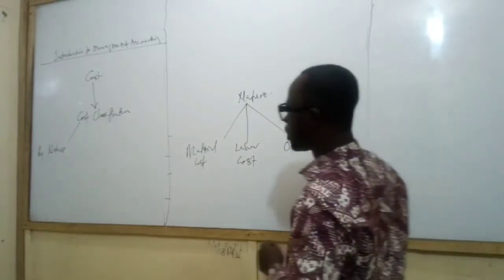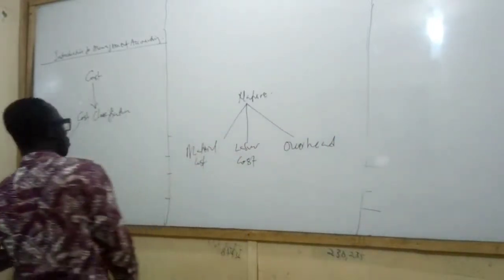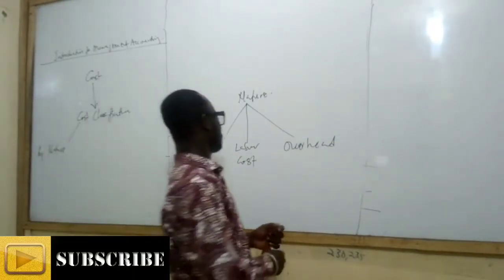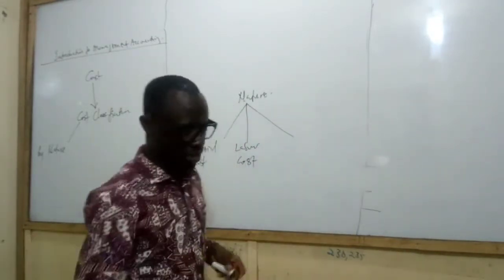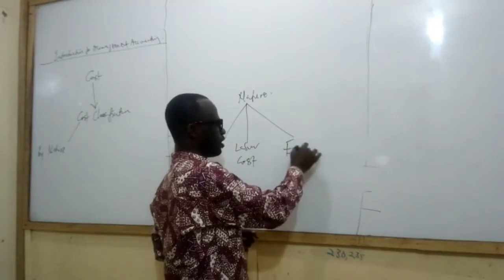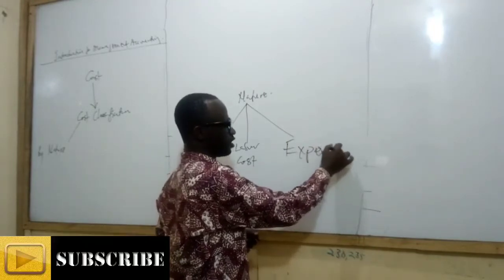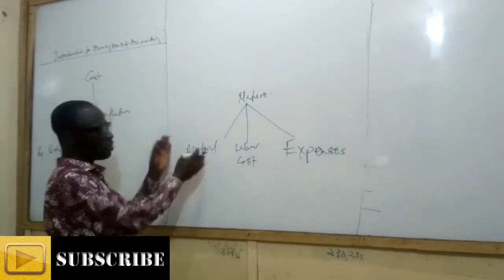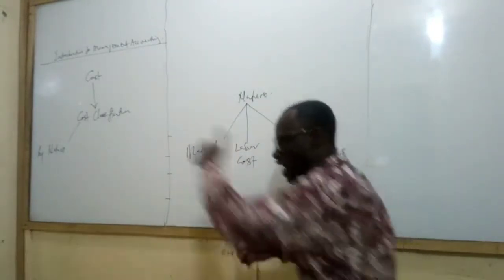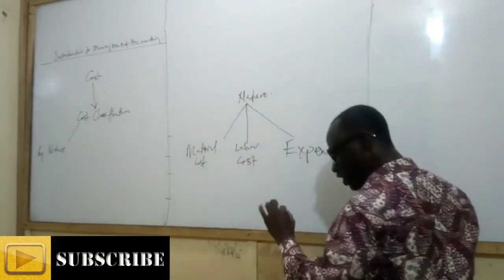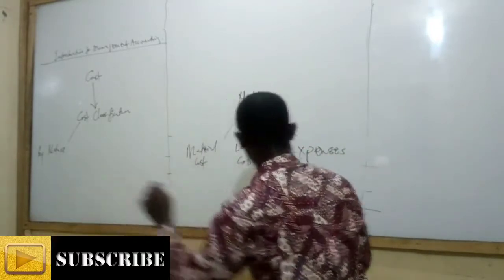Then we come to the final thing, overheads. Oh, did I say overheads? Maybe let me just do expenses rather. Sorry, let me do expenses. There's no need to do overheads at this point. So material cost, labor cost, and expenses. Material costs are the cost of the inputs. Labor costs are the cost of the human effort.